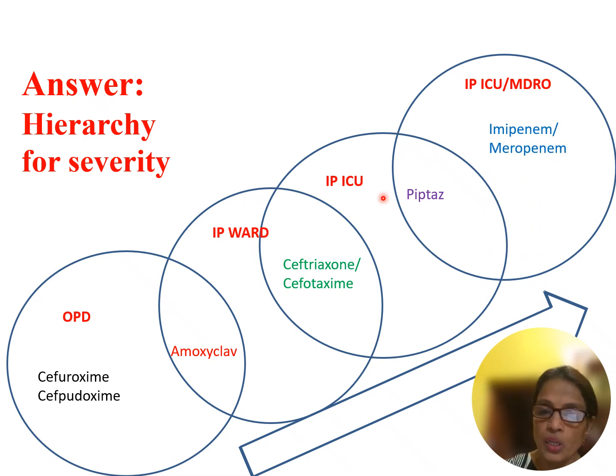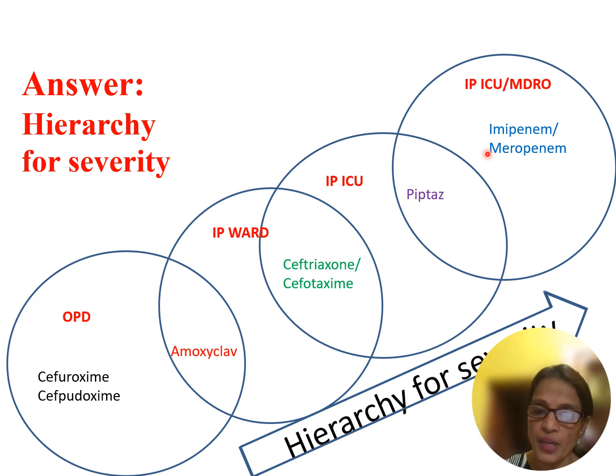Now, for IP ICU with MDRO, either piperacillin tazobactam or, if you want to go to a higher antibiotic, imipenem or meropenem. So this is the hierarchy for severity. So based on the severity, these are the beta-lactam antibiotics.